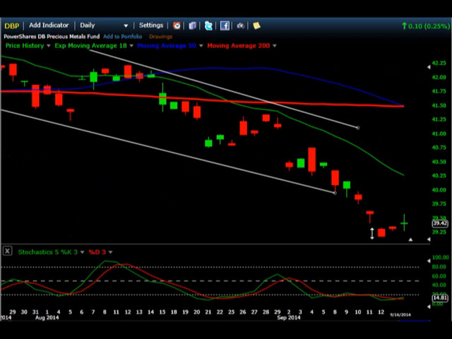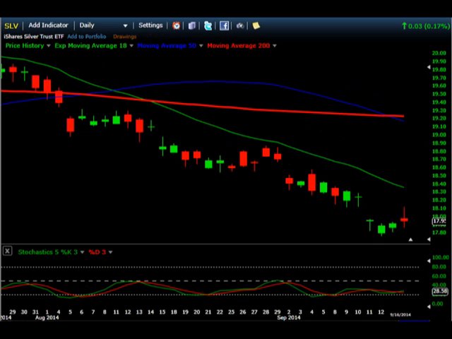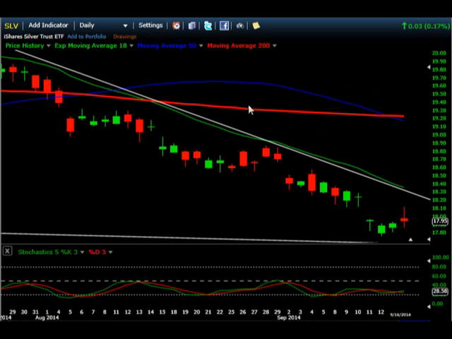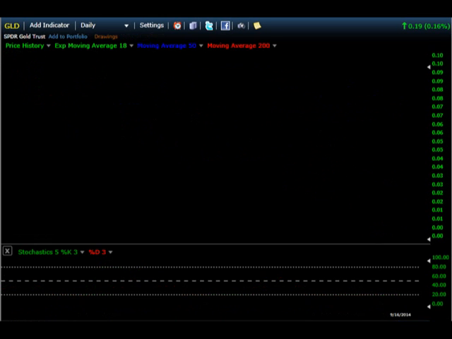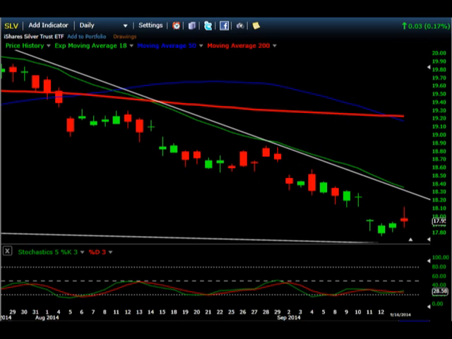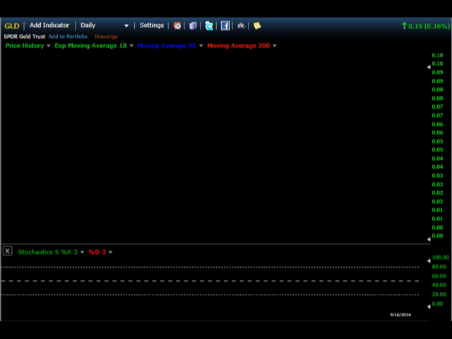Precious metals. Ooh, under the 200. Okay, so we'll just leave that alone. Silver, same story. You can see it's under the 200 line, so we'll leave that alone. Gold. Gold is not pulling up. Let's go back to silver and back to gold now. Okay, for some reason gold is not pulling up, so we'll skip that.